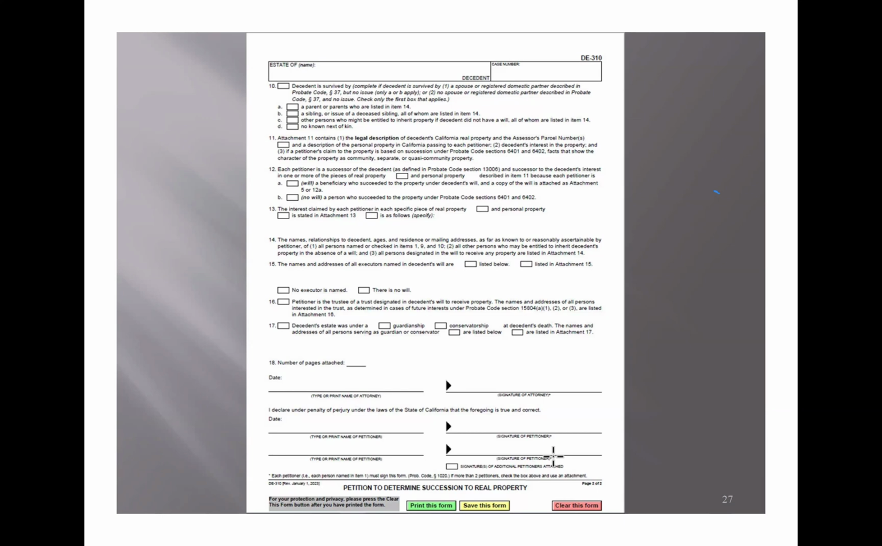And then to finish it off, you have to collect all those pages that you attached and count them. And then you fill in the number of pages that are attached. You can skip the line that says signature of attorney and just go down here to the bottom. And then each petitioner has to sign. So if there's more than two, then you'll have to create a signature attachment. And so keep in mind that then you would check that final little box, signatures of additional petitioners attached. All right.